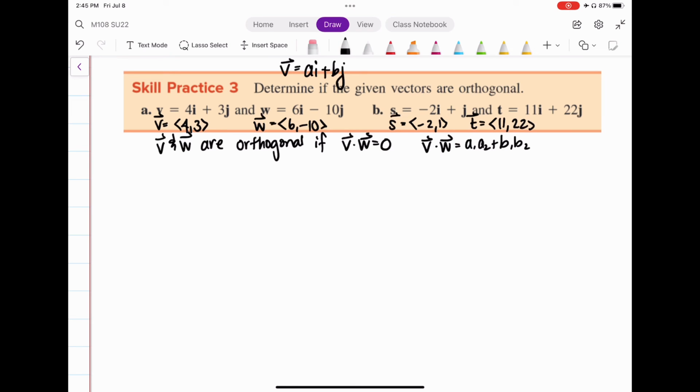b2 would be 12. Calculating the dot product of vector v times vector w, we have a1 times a2, which is 4 times 6, plus b1 times b2, which is 3 times negative 10. This is equal to 24 minus 30, or negative 6. Negative 6 is not 0. These are not orthogonal.